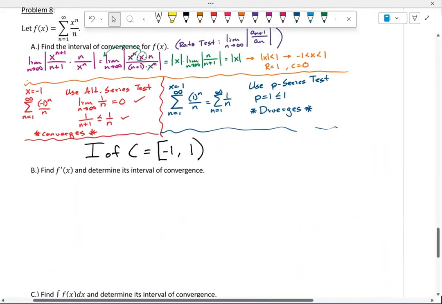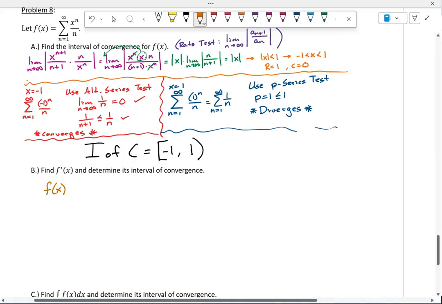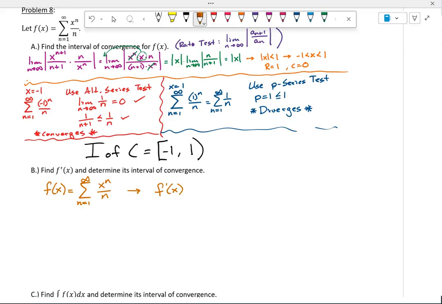We know that our radius of convergence is going to be 1, but first, let's go ahead and figure out what our f prime is going to be. So our f of x is the sum, n equals 1 to infinity, of x to the n over n. So then what is f prime? How do we write f prime?